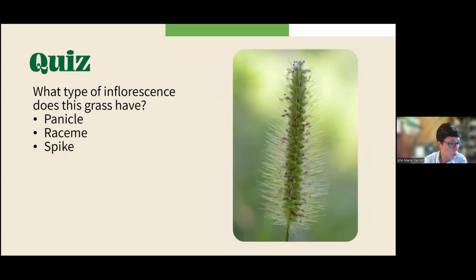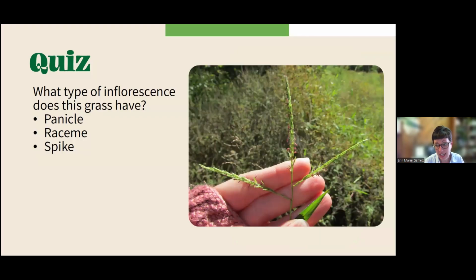Okay, grass number 2, panicle, raceme, or a spike. Drop your guess in the chat. All right. Again, can't fool you all. This is a spike. This is a yellow foxtail, another one we're going to look at today. And then this is going to be our last one we're going to look at.